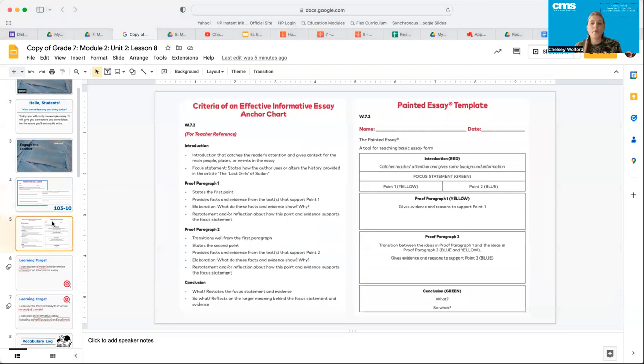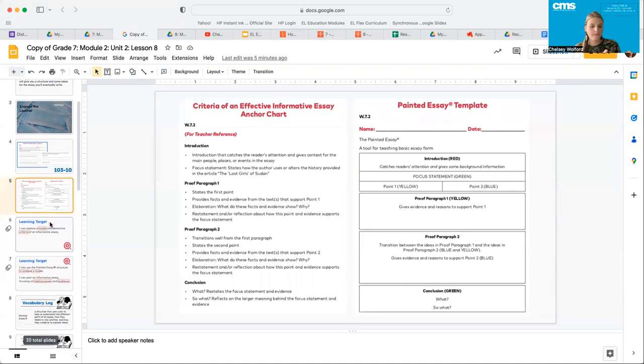Okay, guys, so I just want to remind you of 2 things, and I'm going to ask that your teacher pause the video and go over this with you. So the criteria of an effective informative essay anchor chart, let's review those. Okay, so after I finish talking, pause the video and look at these again. And then on the right, you have the painted essay template, which you guys should be familiar with working with. Go ahead and pause the video and review these out loud as a class. Come back to me when you're ready to move on.